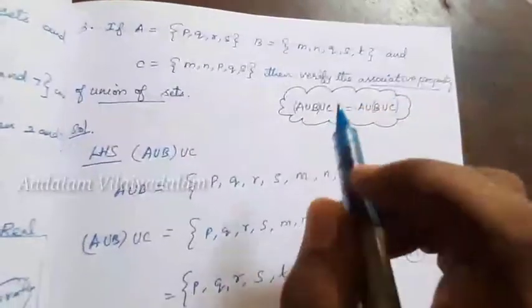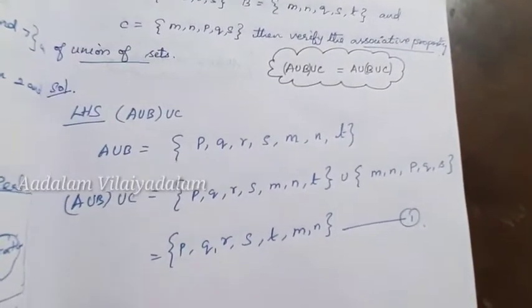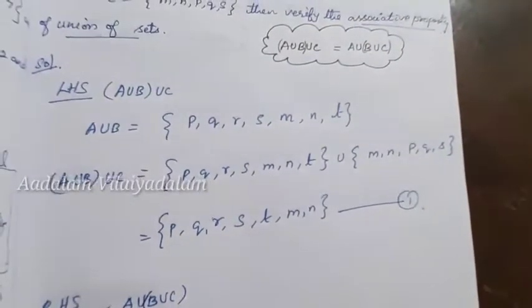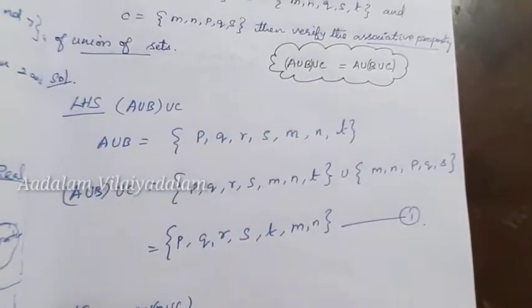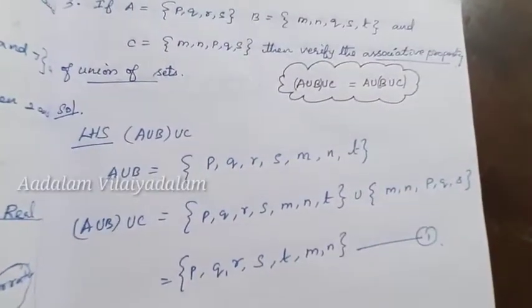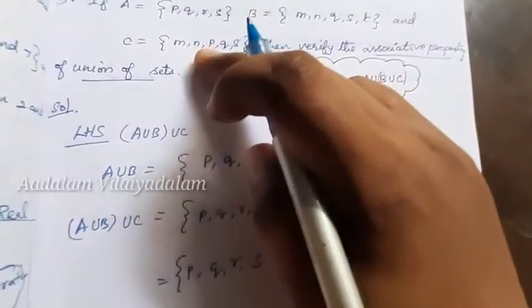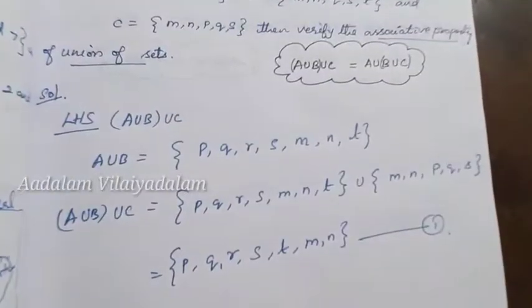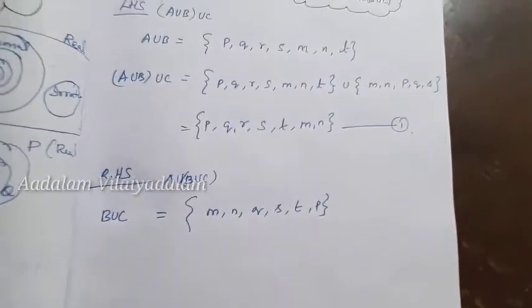Now let's move to the second, the RHS, that is A union B union C. Now we are going to find out the B union C, which is in the bracket. So what is B union C? Join the elements of B and C without repetition. M, N, Q, S, T. And M is repeating, N is repeating, P is not repeating, Q also repeats here and S also repeats here. So only P we have written here. So therefore B union C is over.